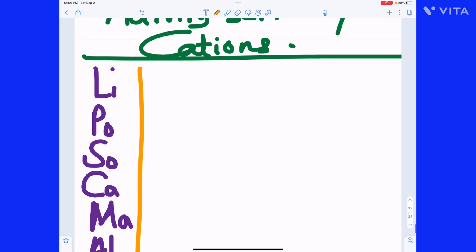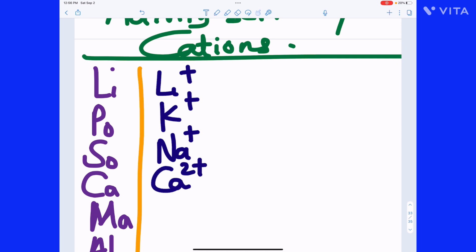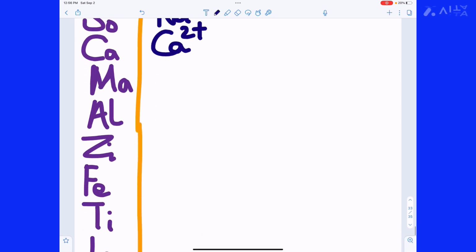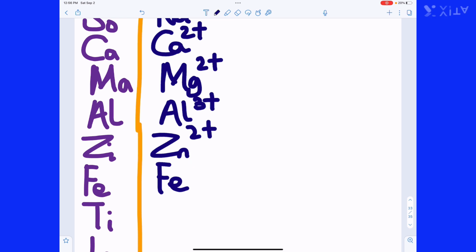Let me write the names of each of them. So this is lithium, Li+. This is potassium, K+. Sodium, Na+. Ca is calcium, Ca2+. Mg is magnesium, Mg2+. Al is aluminium, Al3+. Zinc is Zn2+. Fe is iron, Fe2+. What else?